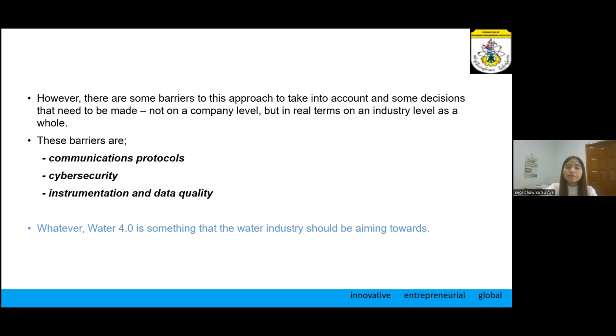However, there are some barriers to this approach to take into account and some decisions that need to be made, not on a company level, but on an industry level as a whole. The first of these barriers is the communication protocol. As an industry, we are mainly working with analog signals, and the industry seems to be headed toward a future of internet.